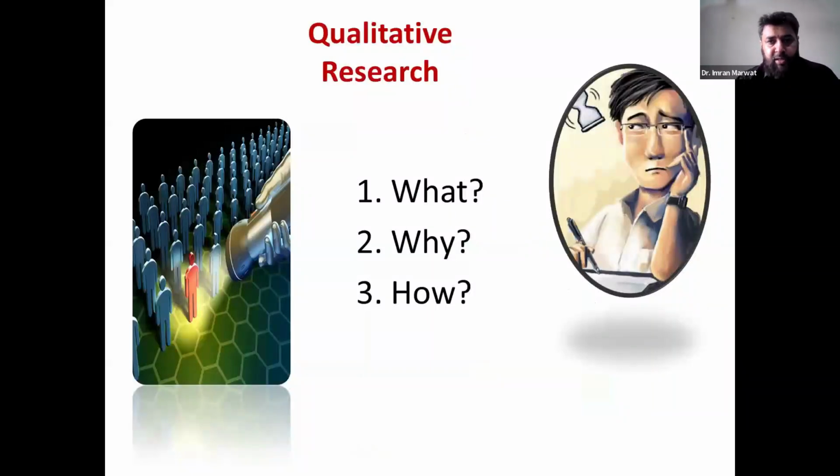Now from here, I'm going to start on what qualitative research is, because in the last slides I just gave you an idea of what is quantitative and what is qualitative. Now you will have an idea in your mind of the broader difference between quantitative and qualitative. Quantitative is positivism, while qualitative is interpretivist phenomena.